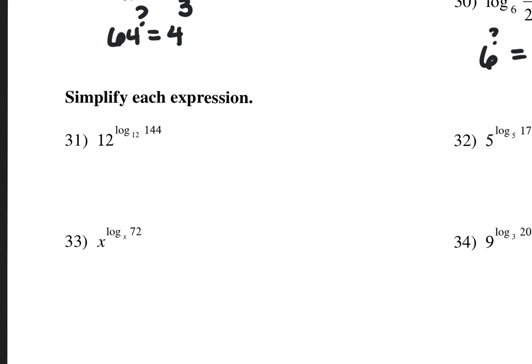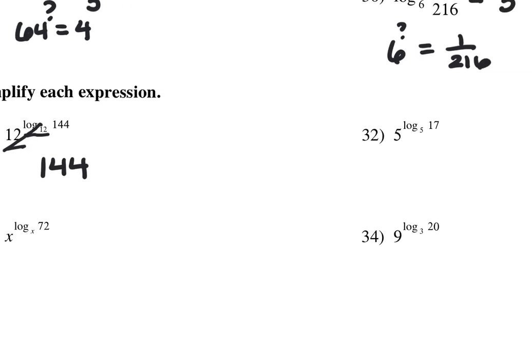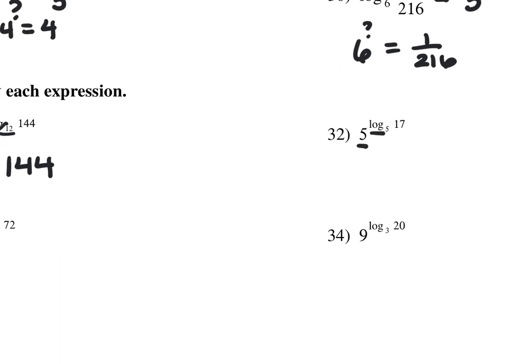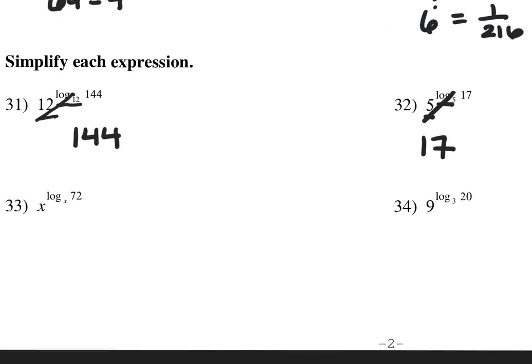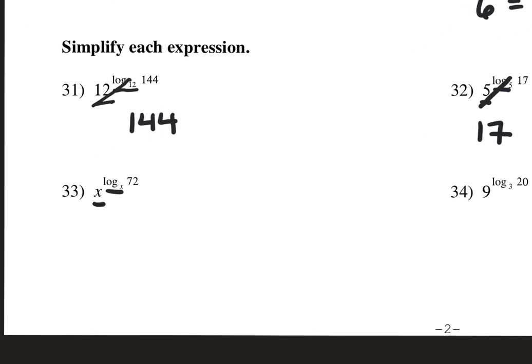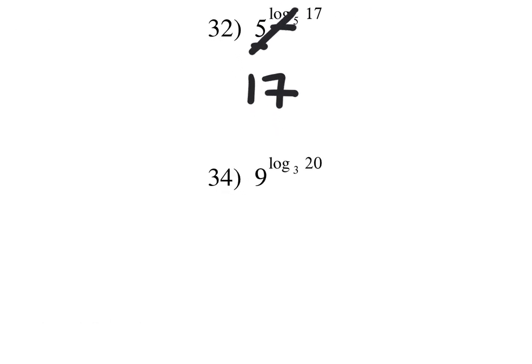Okay. So we have 12 to the log base 12 of 144. Since the base is 12 and the log is 12, they cancel each other out. So the answer will be 144. So let's look at the next one. The base is 5, the log is 5. That means they cancel each other out. So our answer is 17. Let's go on to the next one. The base is x, the log is x. That means they can cancel each other out. And we get 72.